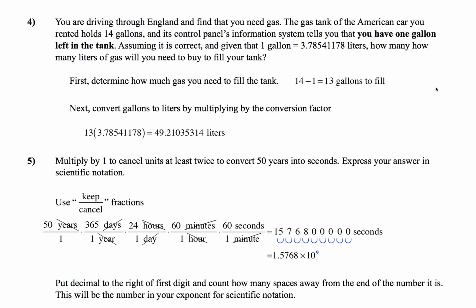Well, if you have 1 gallon left in the tank and it holds 14 gallons, then as you see in this first calculation here, you're going to need 14 minus 1. You'll need 13 gallons to fill the tank. So we want to convert that to liters to find out how much gas we're going to need in liters, because that's how they sell and price gasoline in England.